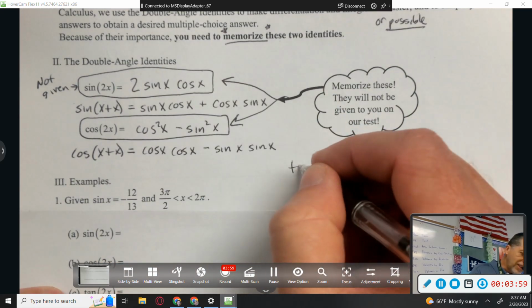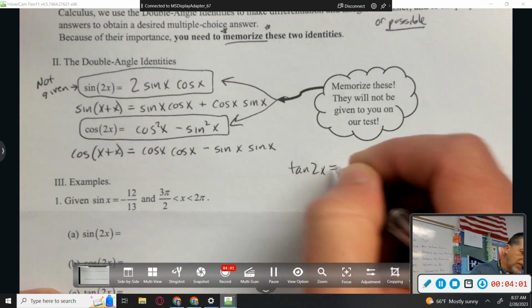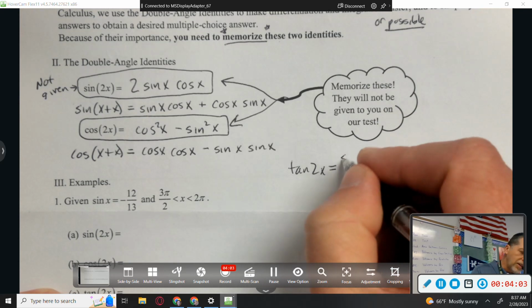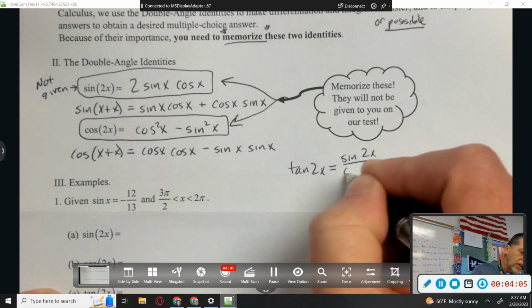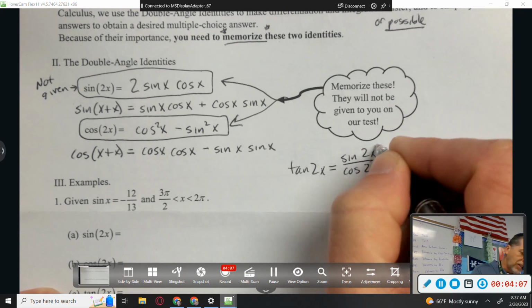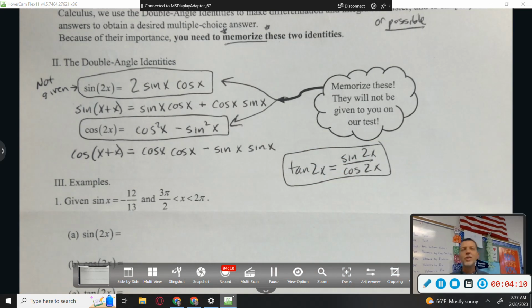Tangent of 2x isn't listed on here because instead of using the formula to derive it, most times we'll just do sine of 2x over cosine of 2x. So it's not really like a new formula, that's just tangent equals sine over cosine.